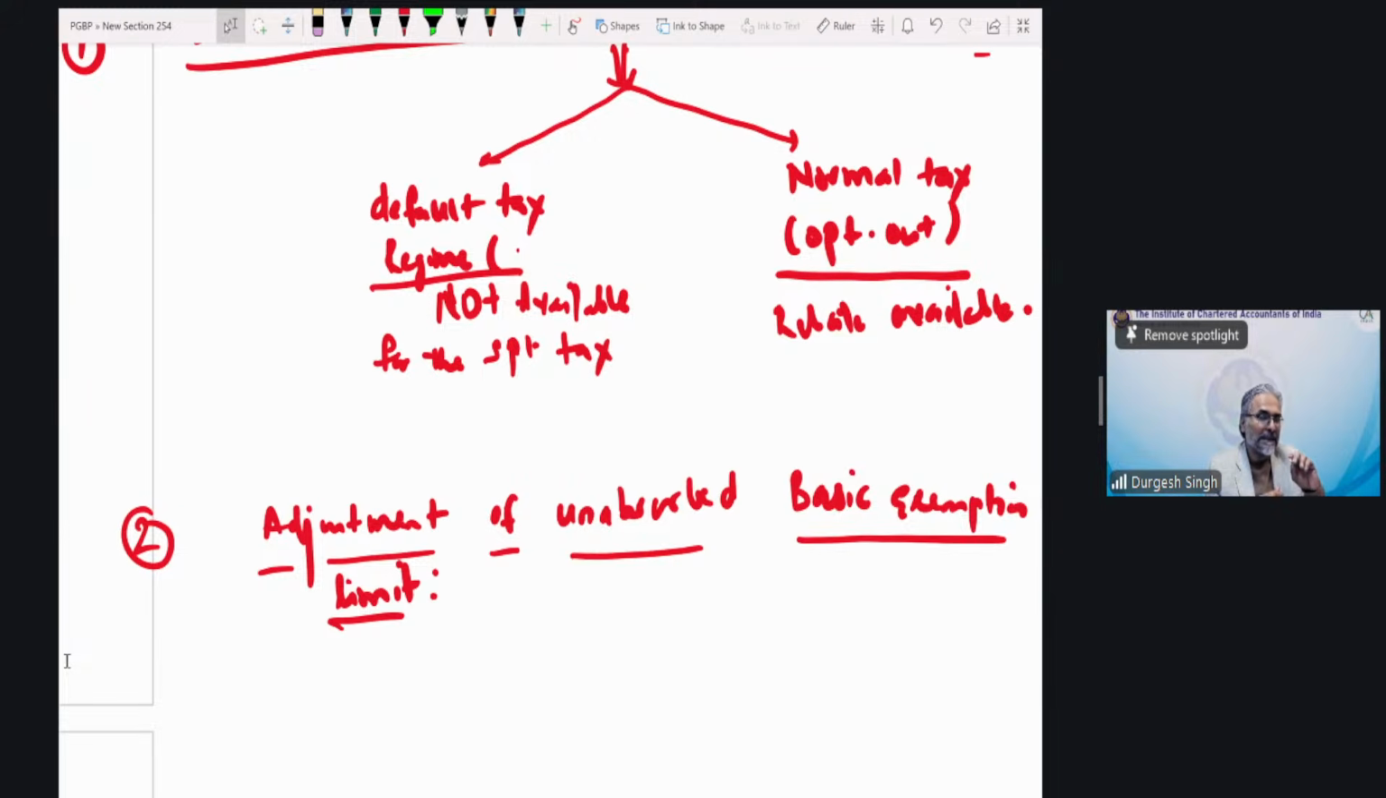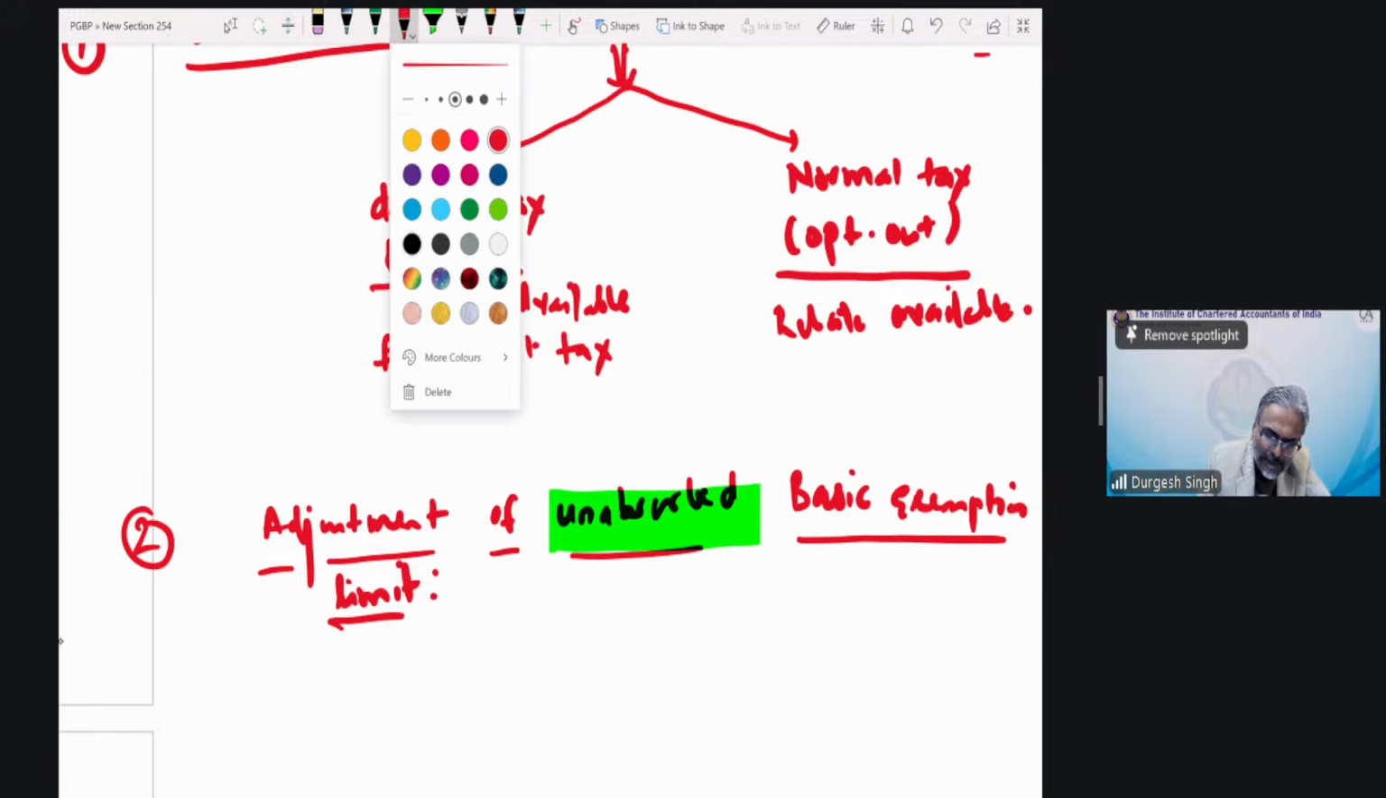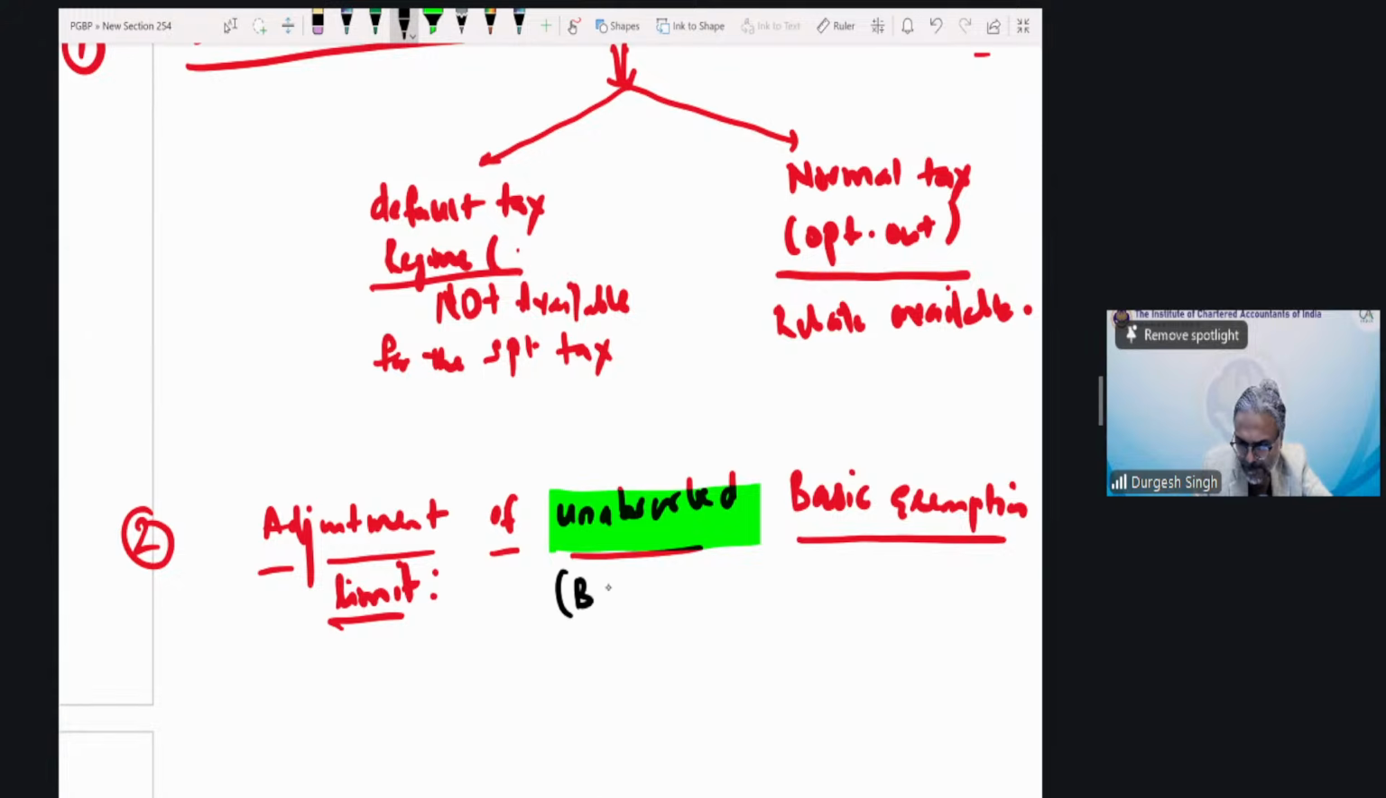In this case, what is the unabsorbed basic exemption limit? Do you know? You'll say, sir, what is unabsorbed? How do you define the term unabsorbed? Let me in fact tell you. Many students would be wondering, what do you mean by unabsorbed? So I'll tell you: your basic exemption limit, BEL, minus the normal income. Normal income is that for which there is no special rate. That is the unabsorbed part. Basic exemption limit minus the normal income.